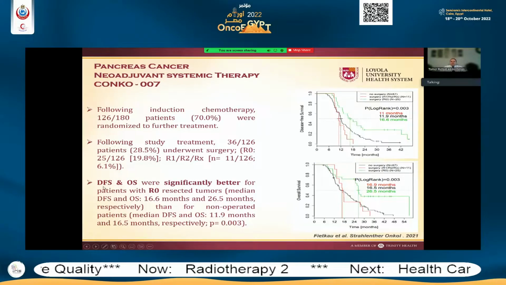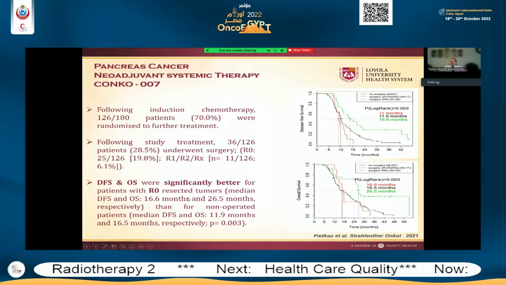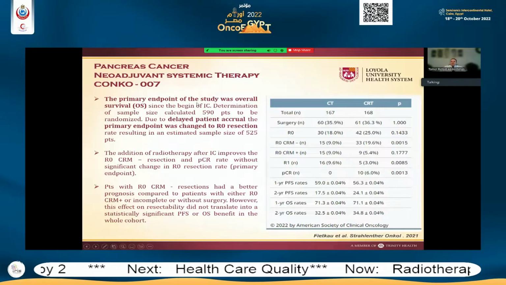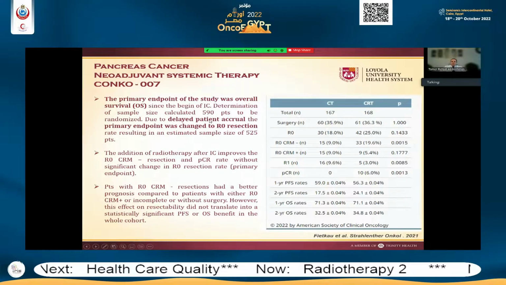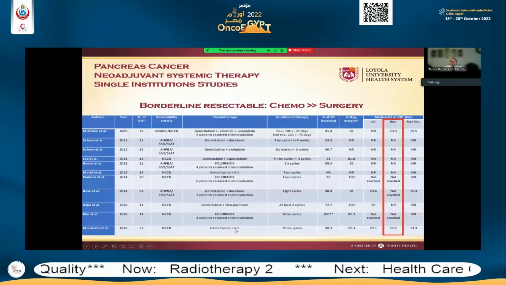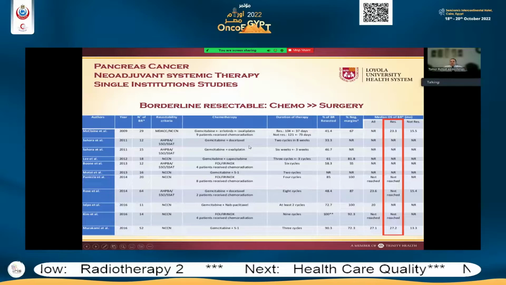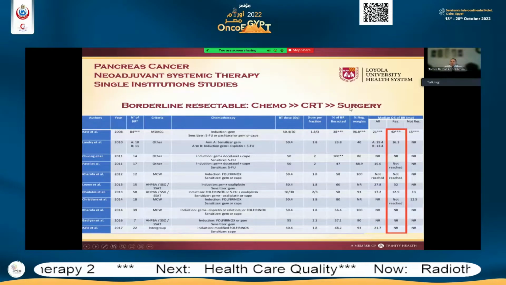Again, disease-free survival and overall survival were significantly better for patients with R0 resection, highlighting the importance of having negative margins. The primary endpoint was initially overall survival. They had poor accrual. They had to change the primary endpoint to R0 resection, which was helped by radiation. Many other prospective and retrospective single institution studies showing the benefit of chemotherapies and surgery or chemoradiation and surgery.